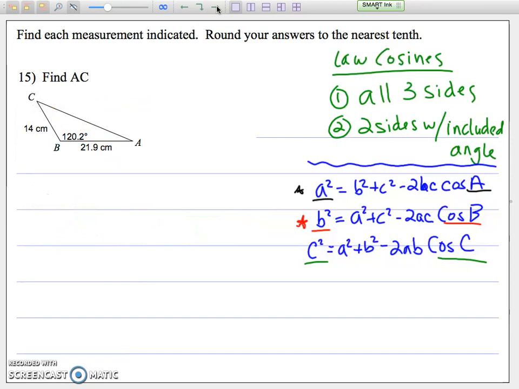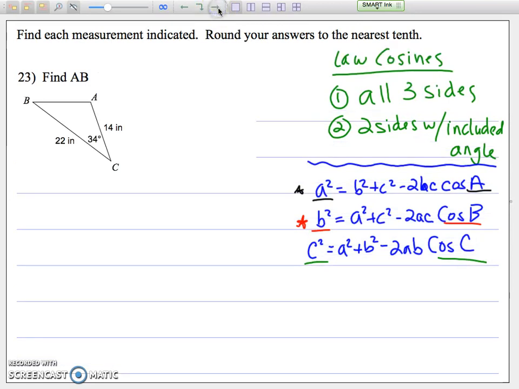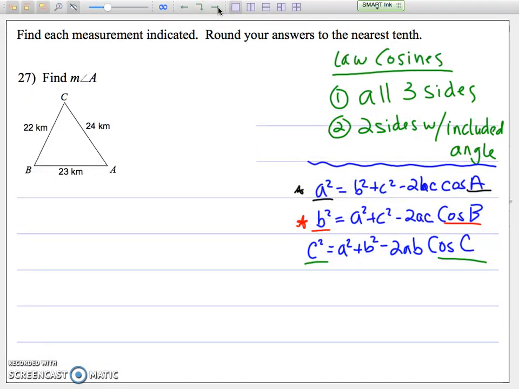Again, 16, 17, crisscross, all the way to, here we are, 27. So what you'll notice now is that you have 3 side lengths. So if you have 3 side lengths, that means you're finding a missing angle. And the angle you're missing is A. I'm not going to lie, this one's complicated. You have to take it step by step.